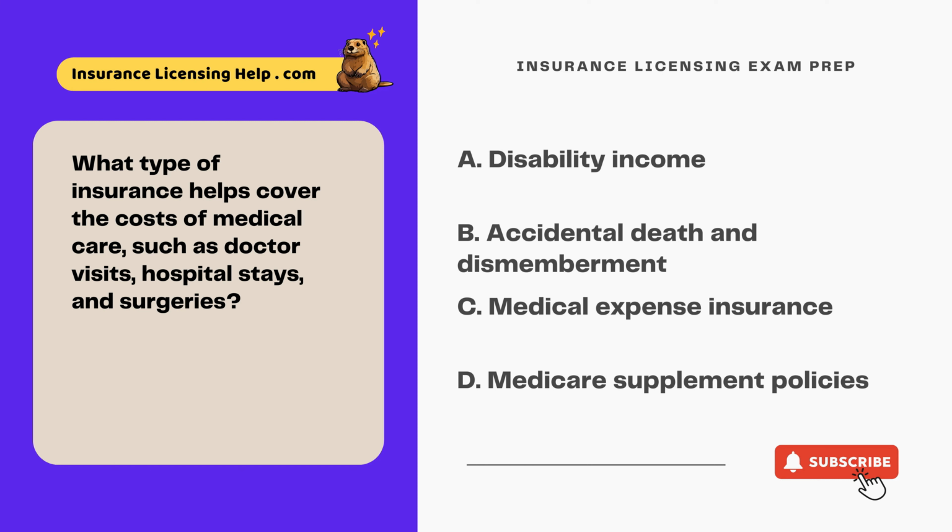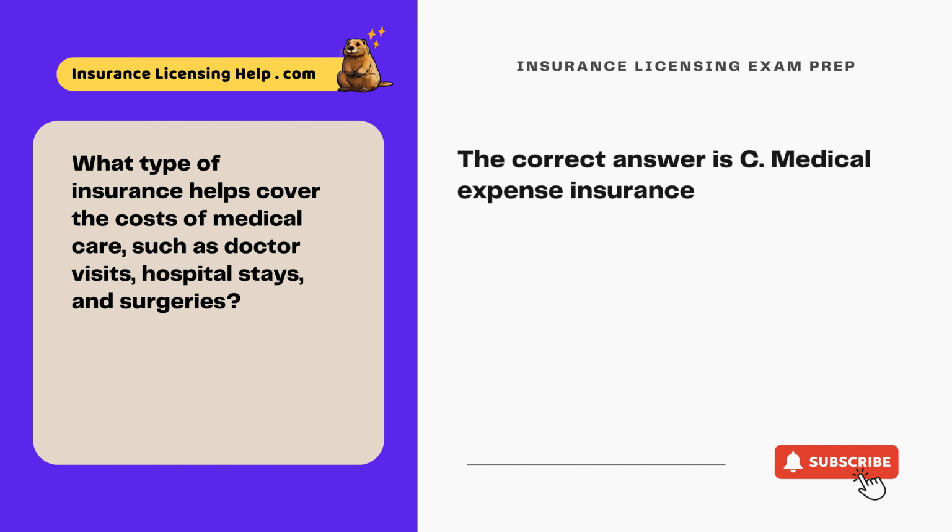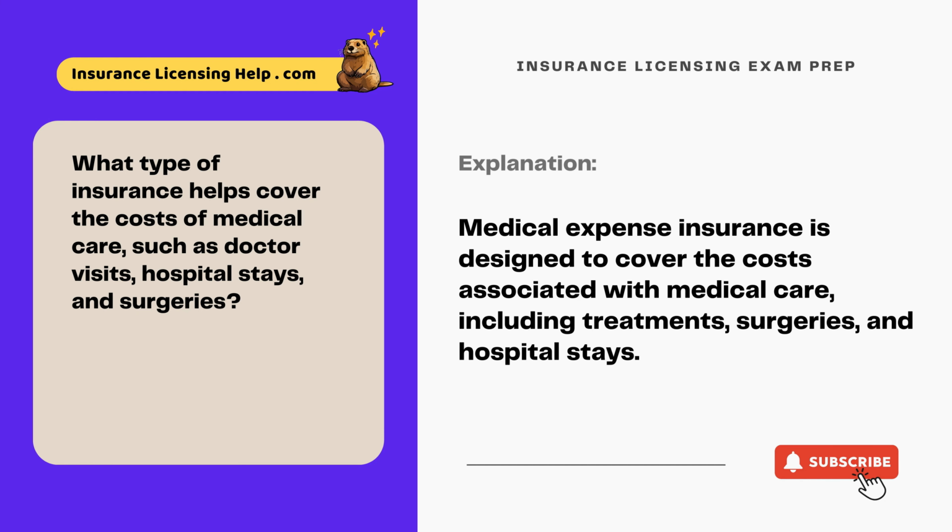A. Disability income. B. Accidental death and dismemberment. C. Medical expense insurance. D. Medicare supplement policies. The correct answer is C. Medical expense insurance. Medical expense insurance is designed to cover the costs associated with medical care, including treatments, surgeries, and hospital stays.